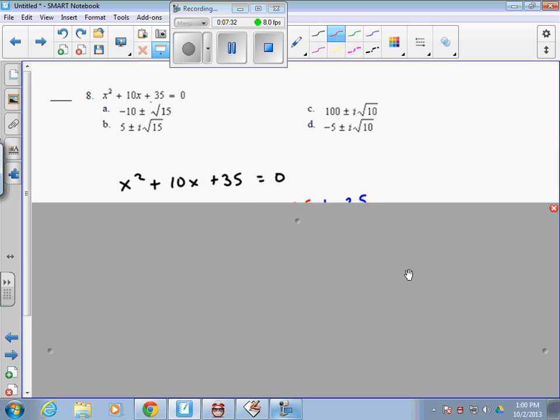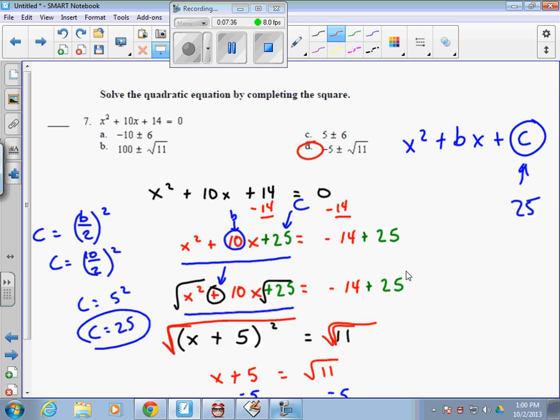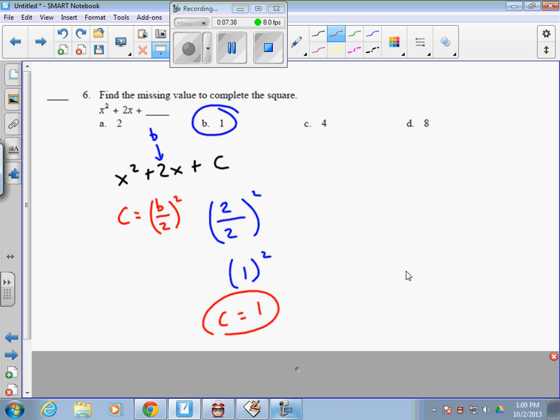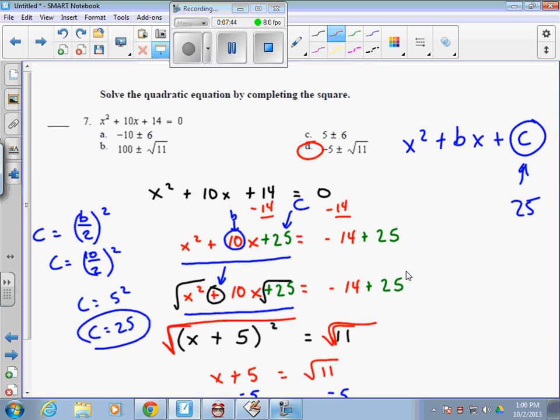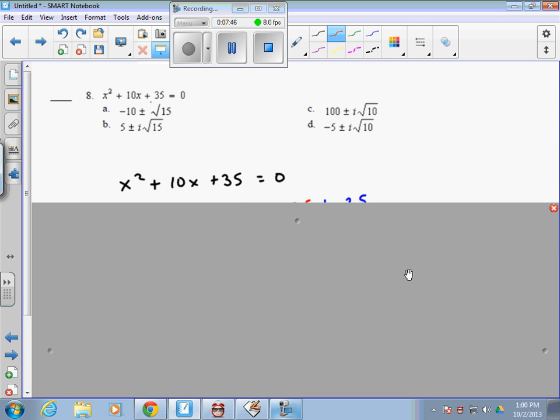X squared plus 10x plus 35 equals 0. On number 5, we already had a perfect trinomial from the beginning. The rest of them since then have not been perfect. You can tell, you can take the square root of x squared, but you can't take the square root of 35. So it's not a perfect trinomial.